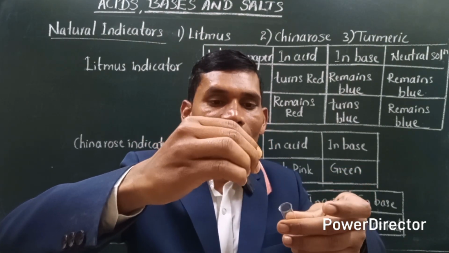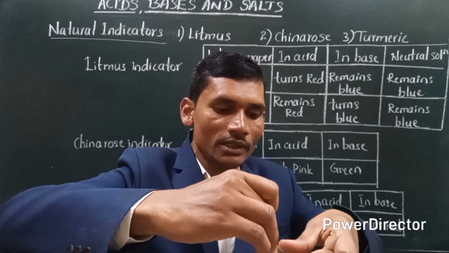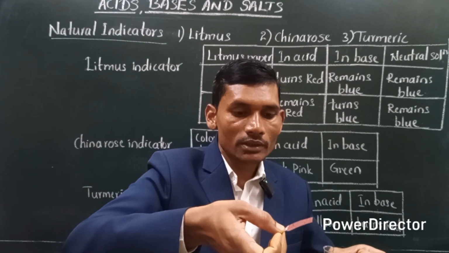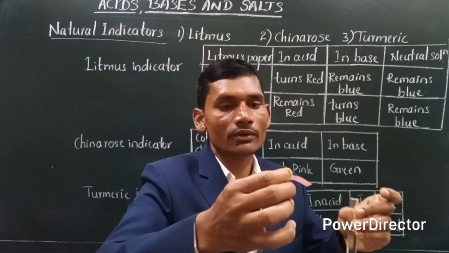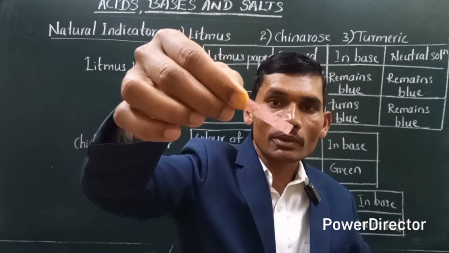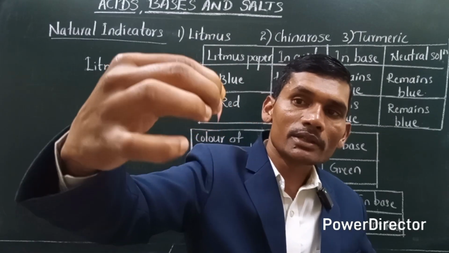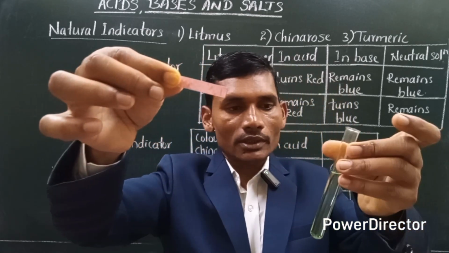Slightly it is changing. It is changing red to blue. If it is changing red to blue, we can say that the given substance is what? It is basic in nature. It is basic liquid. You can see border of this strip of litmus paper, it is changing to blue color. It takes little more time. Maybe it reacts with that. It takes little time. Okay.